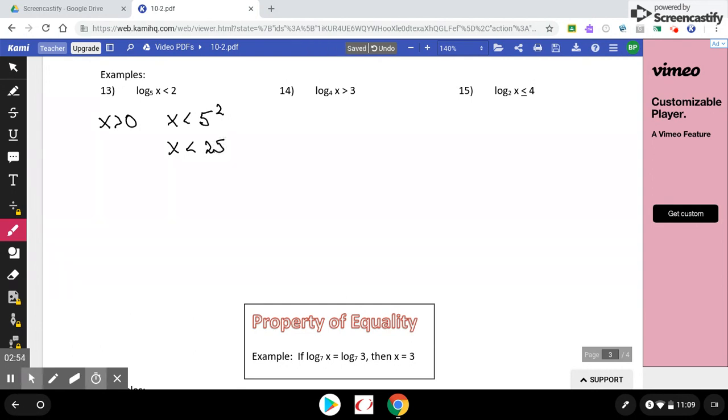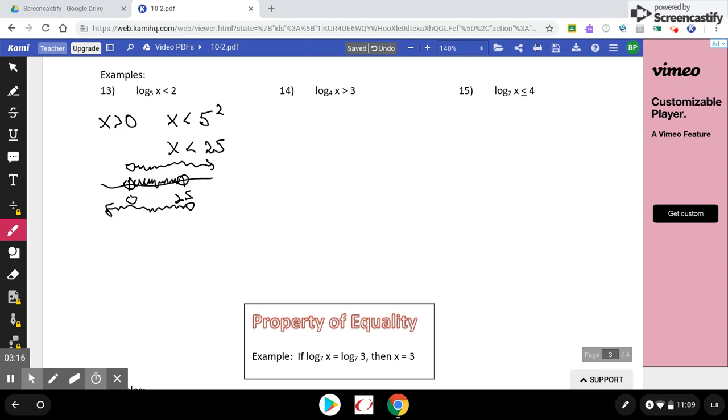So I have to put these together. Now I'm going to do this one time and one time only. We've done this earlier this year. You could do the number line thingy. I got 2 answers, 0 and 25. X is greater than 0 would go that way. X is less than 25 would go that way. Where do they intersect? They intersect right there.